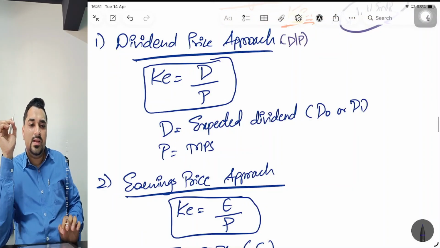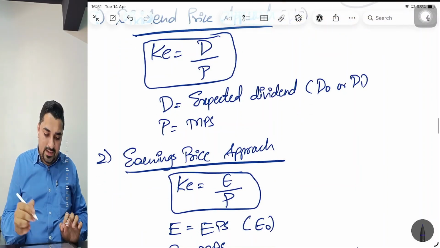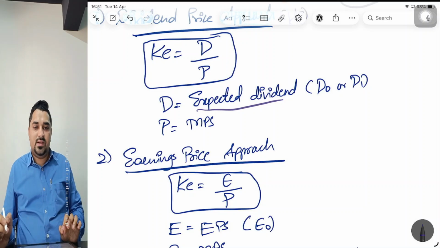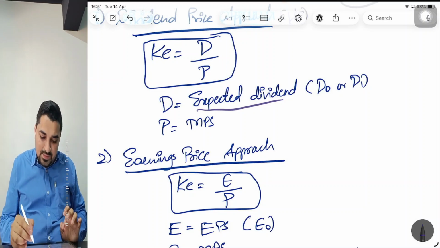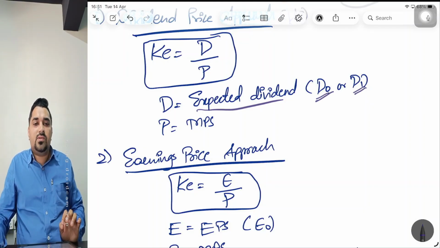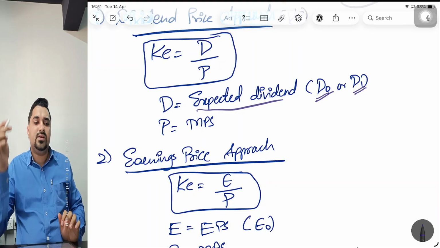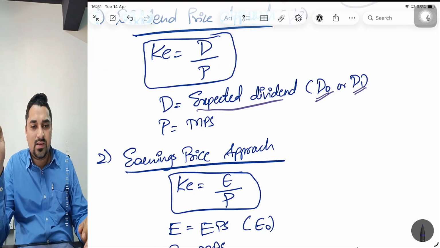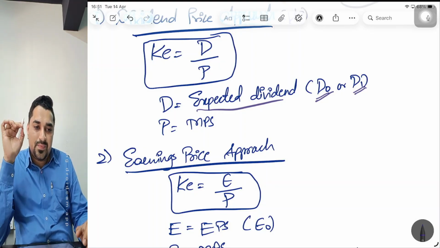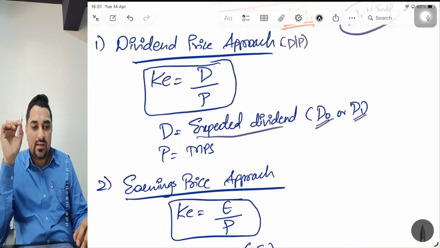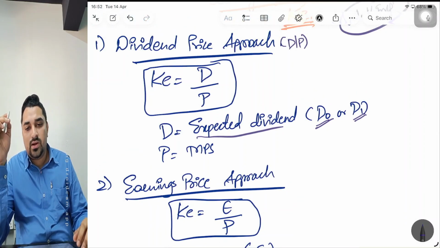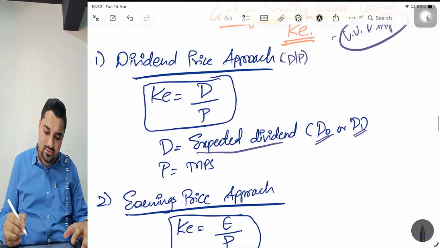What is the formula? K equal to D divided by P. What is D? D means expected dividend, D0 or D1. P means MPS, that is market price per share. Sir, when should we take D0? When should we take D1? It depends upon the language given in the question. If in the question D1 is directly given, you need not calculate D1 again. But if you feel the language of the question is in the nature of D0, then you have to calculate D1.